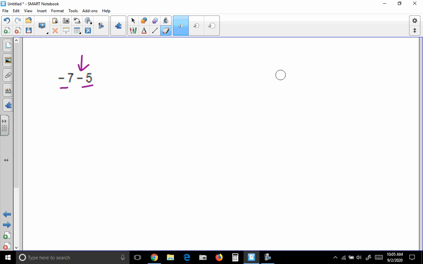So when the signs are the same, we add the digits. 7 plus 5 is 12. Take the sign of the larger number. So the larger number is 7 and it's negative.